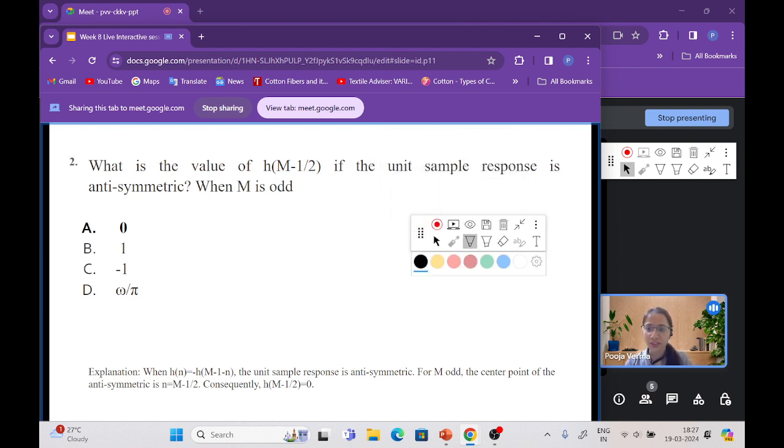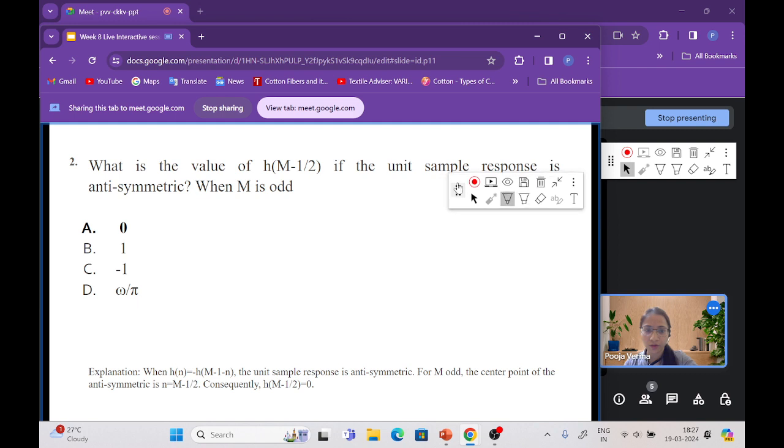So the second question is, what is the value of h((M-1)/2) if the unit sample response is antisymmetric, when M is odd? It is given that the unit sample response is antisymmetric, that is, not symmetric, and M is odd. So what will be the value of h((M-1)/2)?